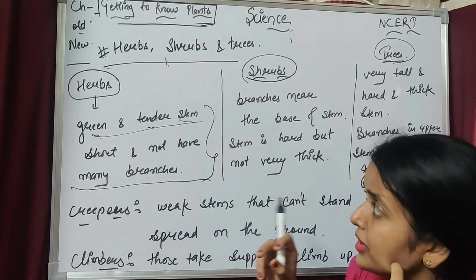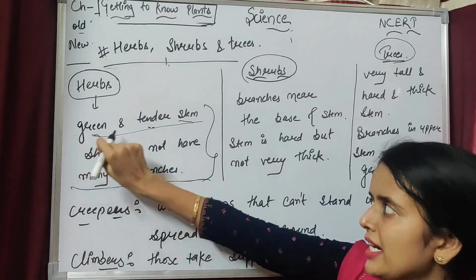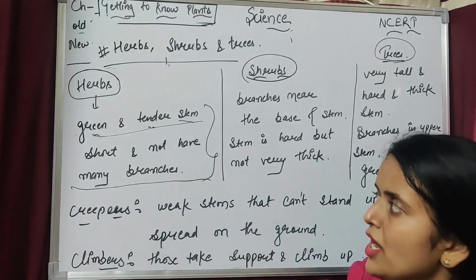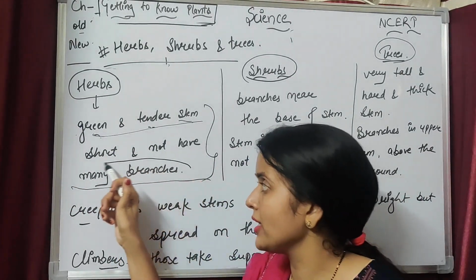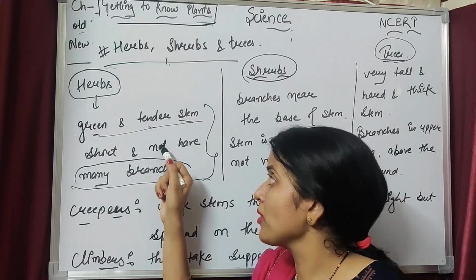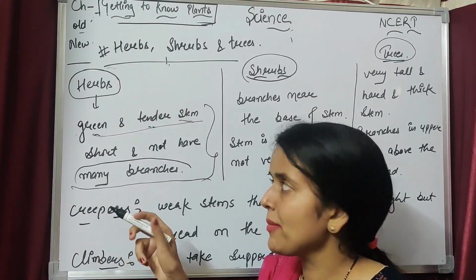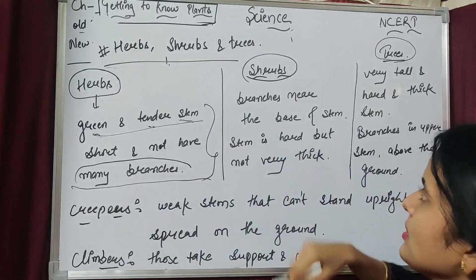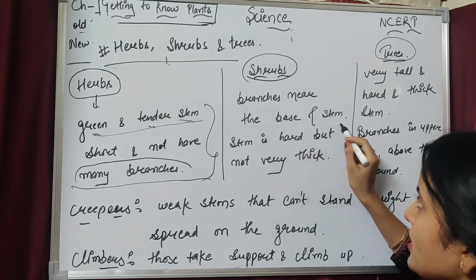There are 2 to 3 points. First is green and tender stems. Second is short and not have many branches. Not have many branches is important. I have not written that no branches. I have written that not have many branches. Clear?